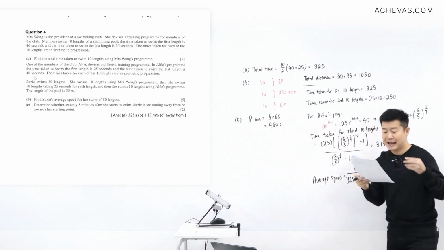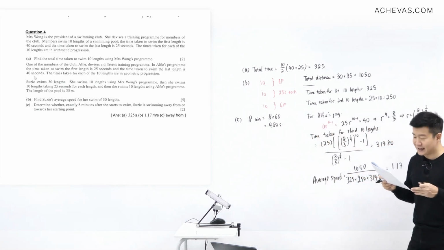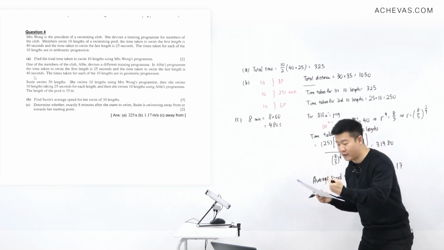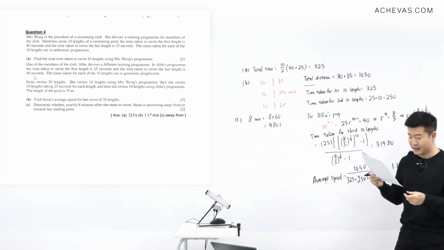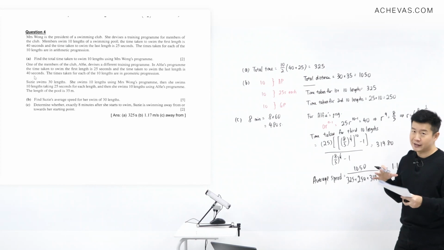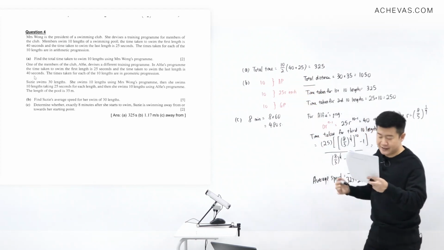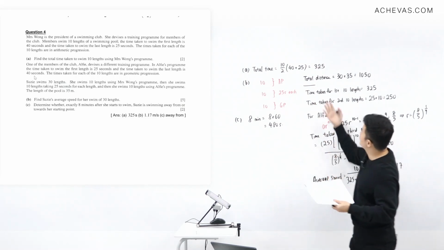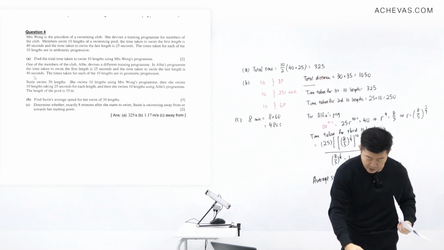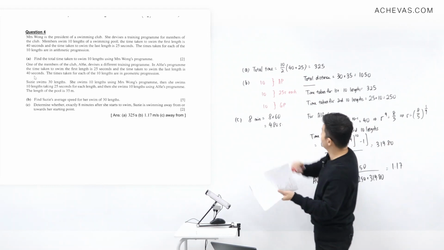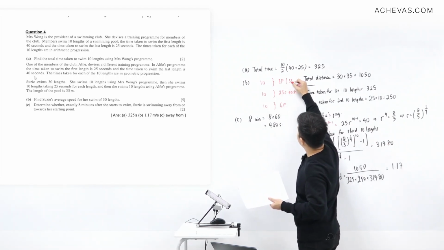So after exactly 480 seconds, is Susie swimming away from the starting point or towards the starting point? We need to analyze first, at which phase is Susie? Is it at the first 10? In the first 10, Susie takes up a timing of 325. Let me write it down. So 325.